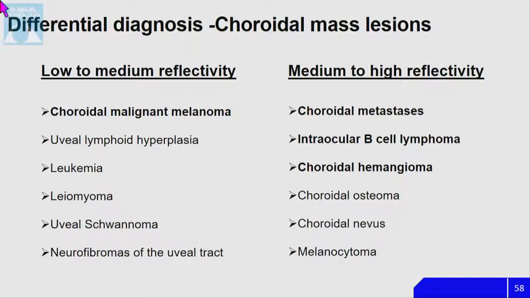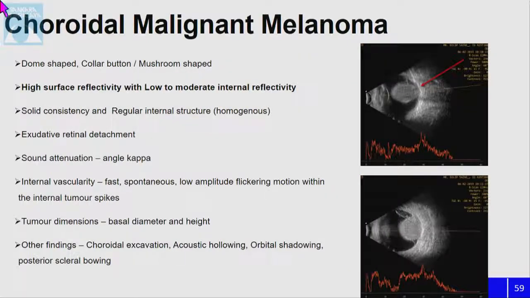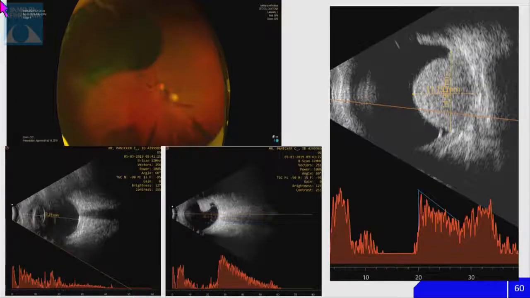So the differentials of choroidal mass lesion: low or medium reflective, the most important one being malignant melanoma; medium to high reflective, metastasis, lymphoma, and hemangioma. Malignant melanoma is dome-shaped or collar button, with high surface reflectivity and low to moderate internal reflectivity, regular or homogeneous structure, and it can be associated with an exudative RD. There is sound attenuation, wherein from the high surface reflectivity, the internal reflectivity decreases, producing a sound attenuation or acoustic hollowing, also known as angle kappa, in the A scan.